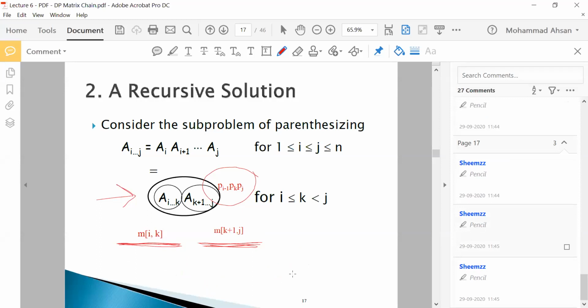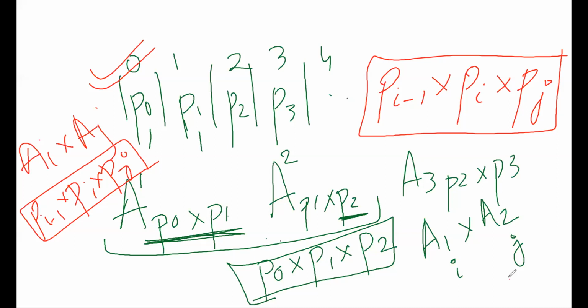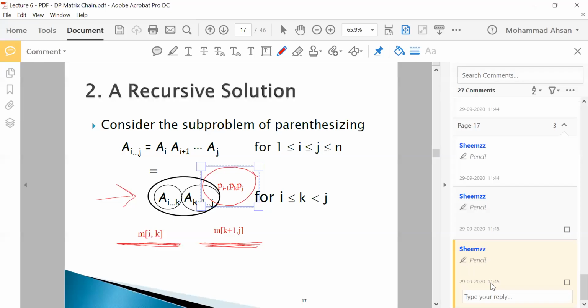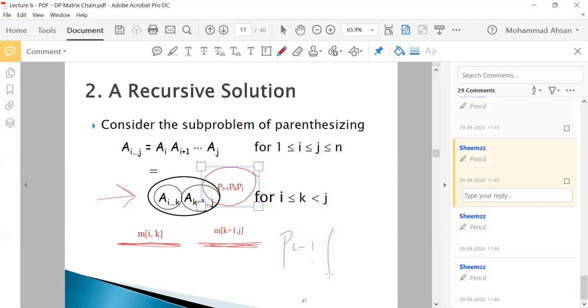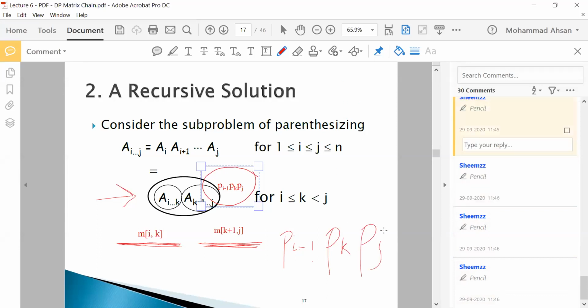So if you just go back to the whiteboard, I told you, let me go back to the whiteboard. So it is for two matrices I and J, it is I minus 1, I and J. Okay, so if you see here, it is P I minus 1 into PK, okay, and PJ. We'll see in an example how it is.